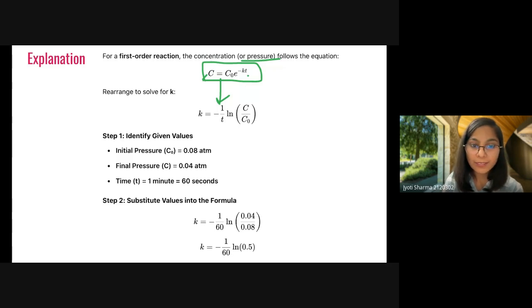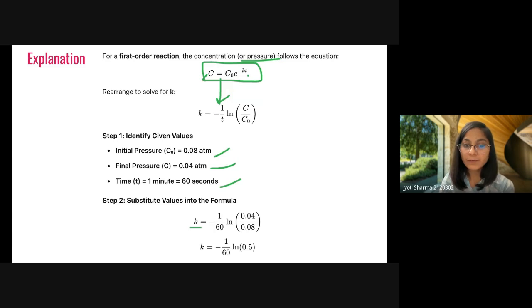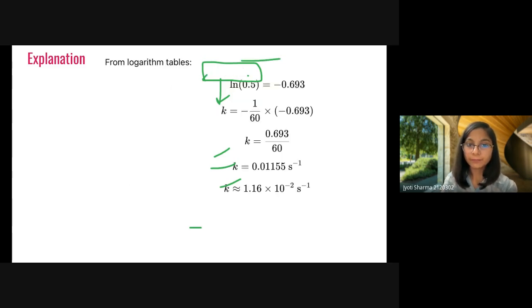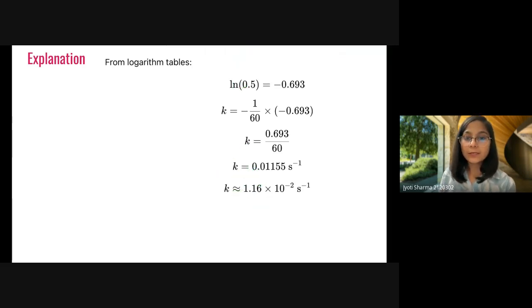Okay, and everything is given. C0 is given, C is given, t is given, then the rate constant you can calculate. Your rate constant will be minus 1 by 16 natural log of 0.5, so this k is equal to 0.1155 per second. Please see here the unit of your first order reaction rate constant. So this is per second.